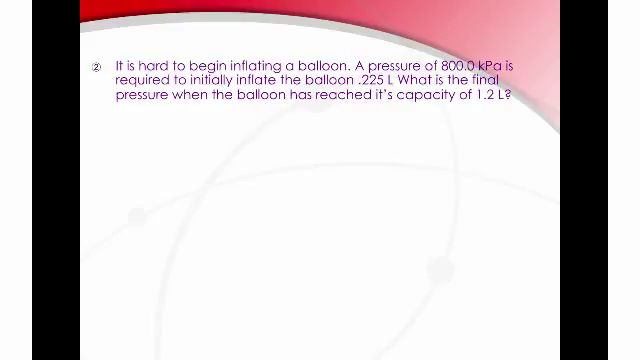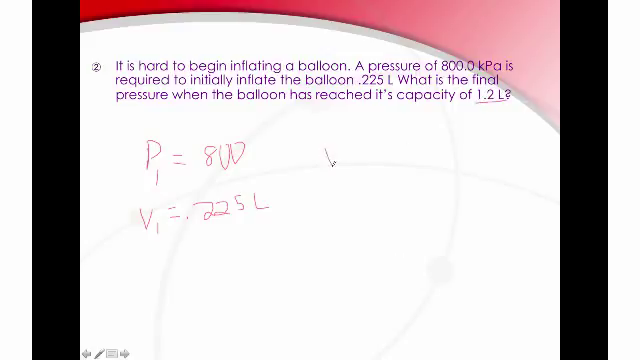A pressure of 800 kilopascals is required to initially inflate the balloon to 0.225 liters. What is the final pressure when the balloon has reached its capacity of 1.2 liters? So we know that we have 800 kilopascals, so this would be our pressure 1. We know that our initial volume is 0.225 liters.